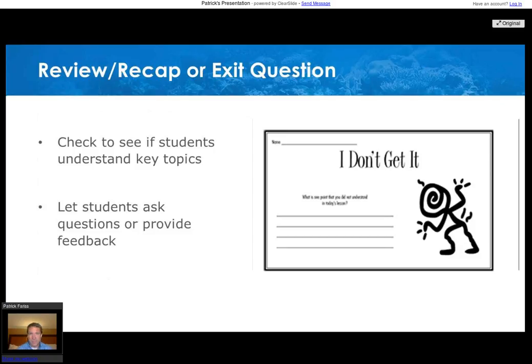session they've just been in, and they start thinking about class the next time. When they start thinking about class the next time, they're more likely to come to class the next time if they know that their question might be addressed.